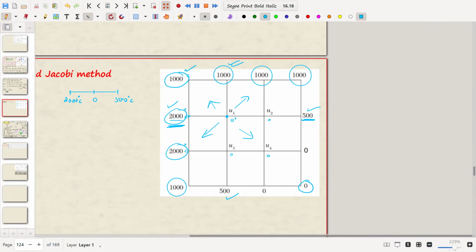So some other students have not taken zero. Rather, they have taken something else, say 500, taking each of them as 500. So you will get an answer closer to the correct one, but you still won't get the correct answer. These values are given to you, so there is no essence in taking all of these as zeros.